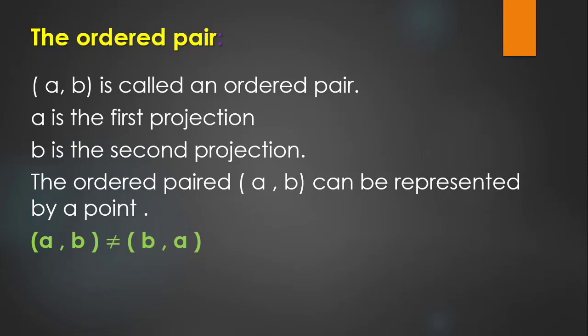The ordered pair consists of two projections. A is the first projection and B is the second projection. If you have an ordered pair A and B, so A is called the first projection, B is called the second projection. We can represent this ordered pair on the plane as a point.